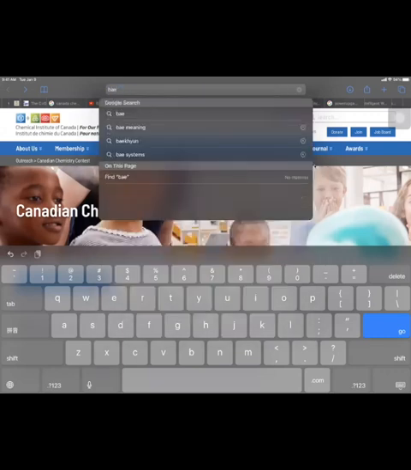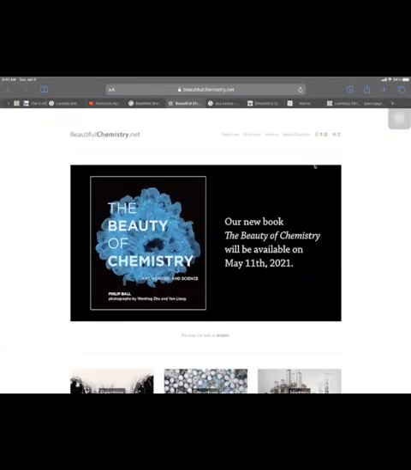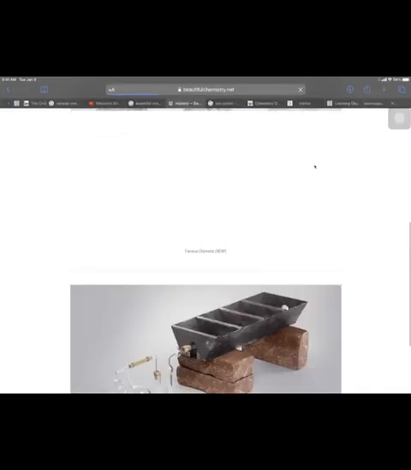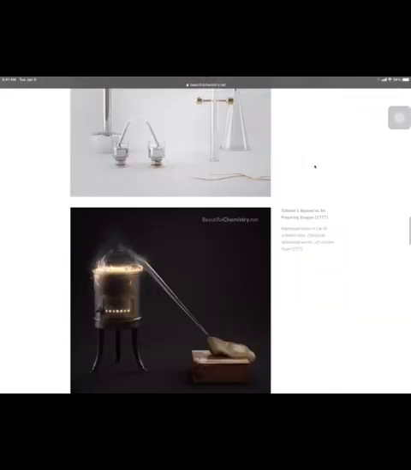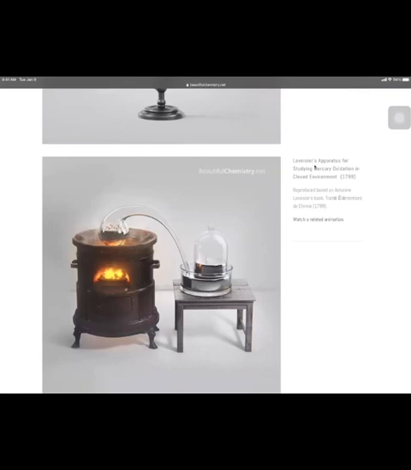I really want to show you the setup they used, from Beautiful Chemistry. This is a very good website. If you don't know it, I strongly recommend you watch the videos here. It is made by a group of chemistry students from USTC, which is the University of Science and Technology of China. So let me see. I think we can go to history. Famous chemists. No, those are just some famous chemical instruments. I think it's this one, Lavoisier's apparatus for studying mercury oxidation in a closed environment.